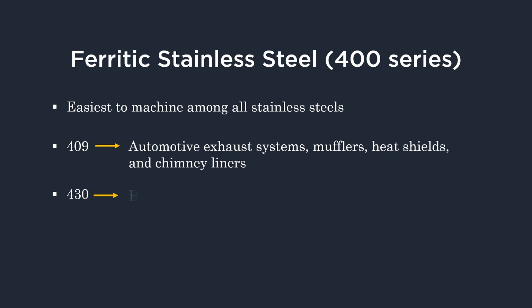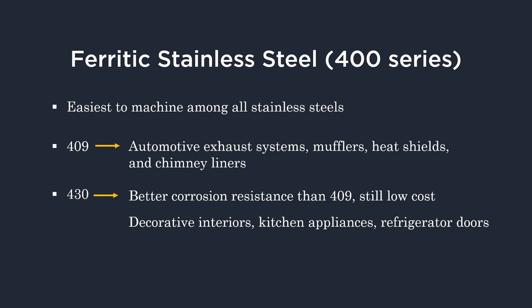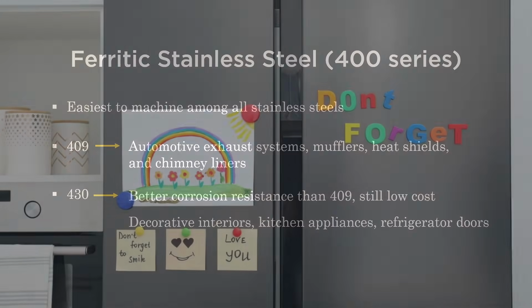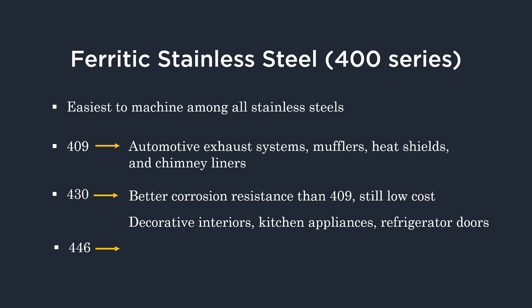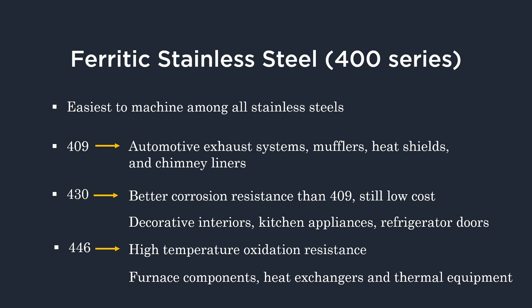430, better corrosion resistance as compared to 409. Still low cost, common in decorative interiors, kitchen appliances, refrigerator doors, because refrigerator doors should be magnetic. Then the 446 stainless steel, made for high temperature oxidation resistance, used in furnace components, heat exchangers, and thermal equipment.